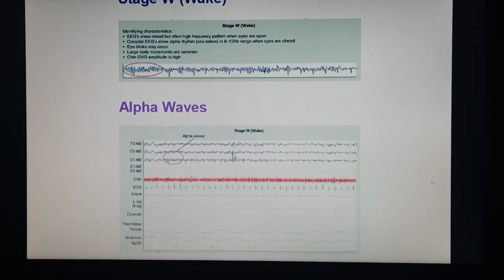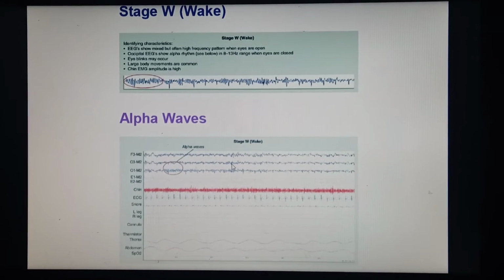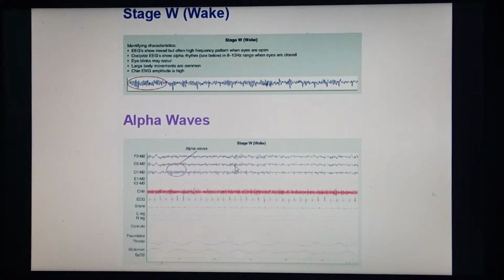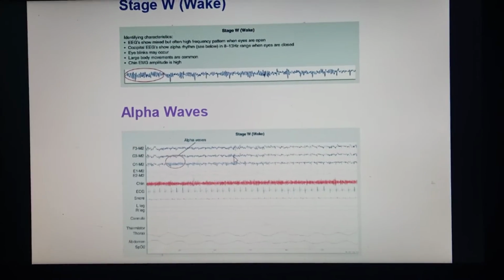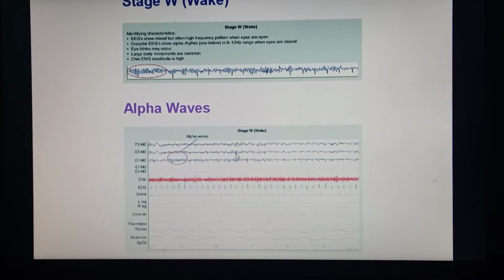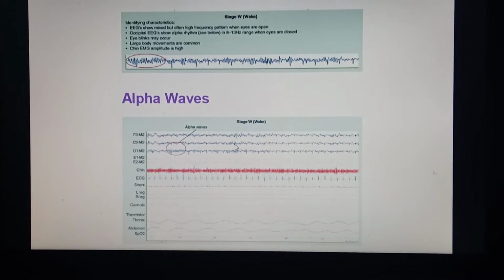Then you will see the chin tone. Chin tone is mostly high in awake patterns, and you will see alpha activity that should be more than 50% of the epoch. So if these things are there, you will have to score this epoch as awake pattern.